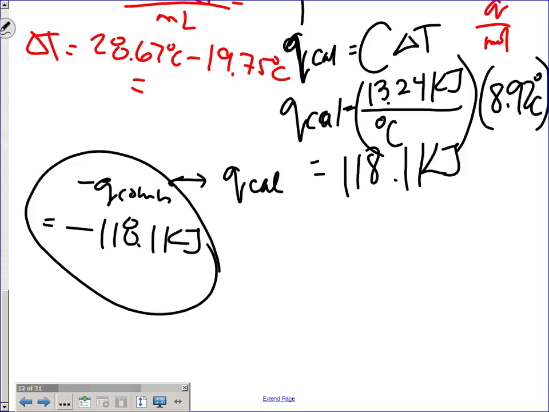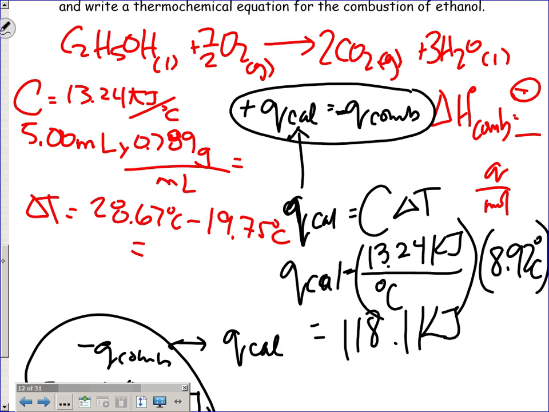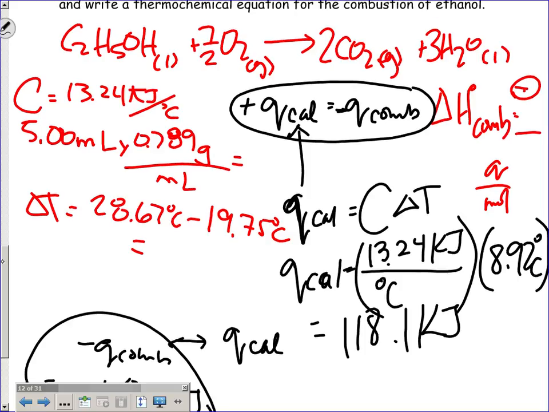But delta H combustion is kilojoules per mole. So what have I not used yet from my givens? Grams of ethanol, which nobody cares about grams, right? What do we want to get to? Moles. So I've taken us from milliliters to grams of ethanol. Ethanol weighs 46. Nope, hold on. 12 plus 12 is 24. 16. Is it 46? Come on. 46.